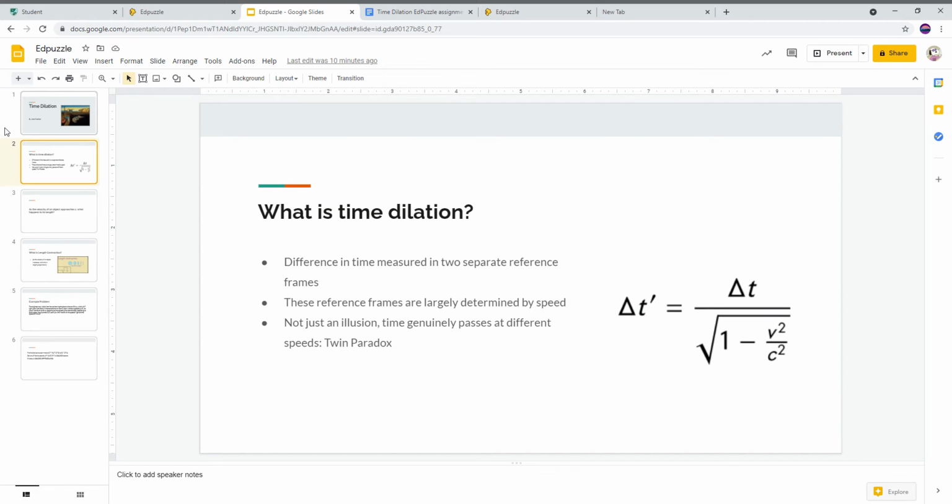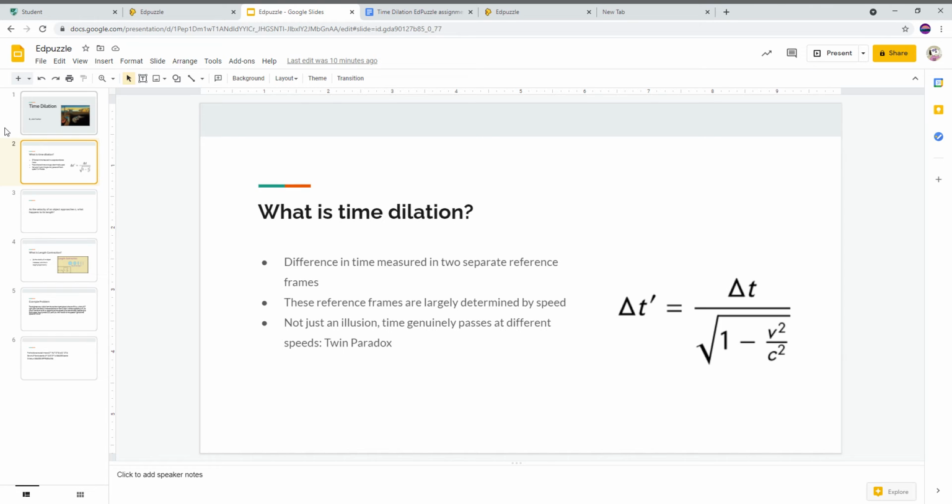What is time dilation? Time dilation is basically the process in which there is a difference in time measured between two separate reference frames, one of which will be the reference frame we know on Earth, and the other, in most examples, is an object moving extremely fast in space, because that's where the difference is most profound.